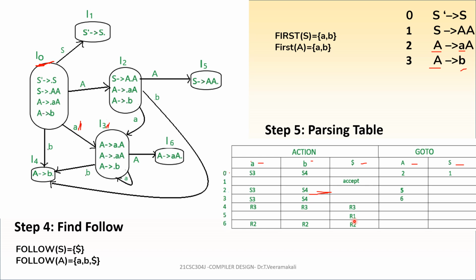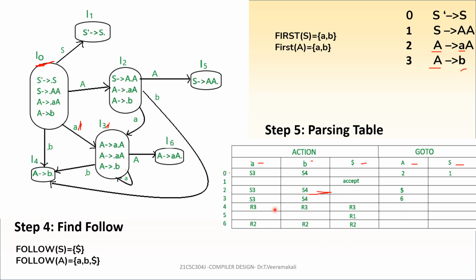Okay, and then take the sixth. So this is the sixth state. In the sixth state, what is the production rule? We have A tends to small a, capital A. So this is the second rule. Okay. So what is the left side? We have A. So what is the follow of A? a, b, dollar. So in sixth a, b, dollar, you have to represent R2, R2, R2. So this is the parsing table content. Okay. So this is the way you have to find the parsing table.